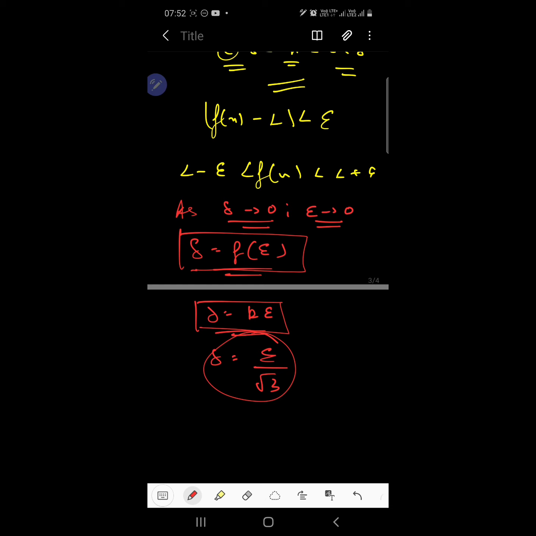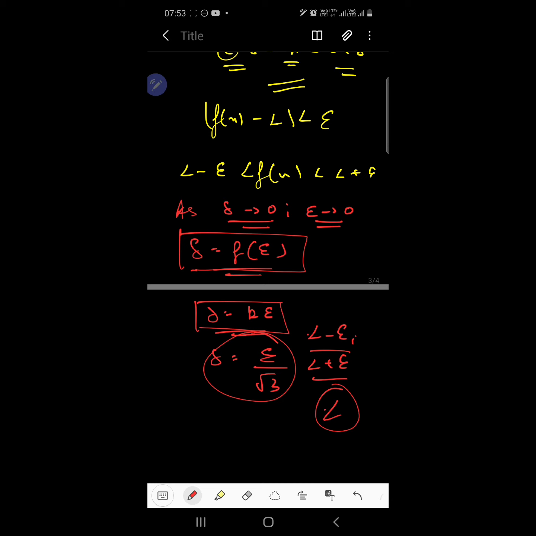So when delta tends to 0, epsilon automatically tends to 0, and when they both tend to 0, the interval decreases. The interval from c minus delta to c plus delta tends to coincide into the point c. On the other hand, the interval from L minus epsilon to L plus epsilon also tends to coincide to the point L. Eventually we get that when x approaches c, f(x) approaches L. So this is the basic definition of what the delta epsilon proof says.